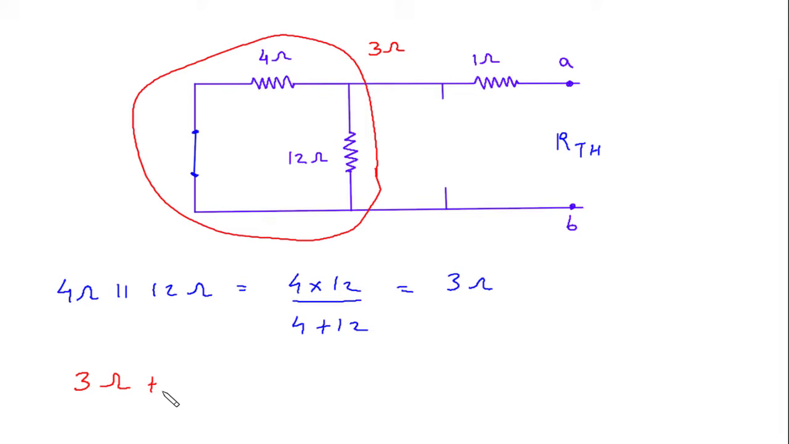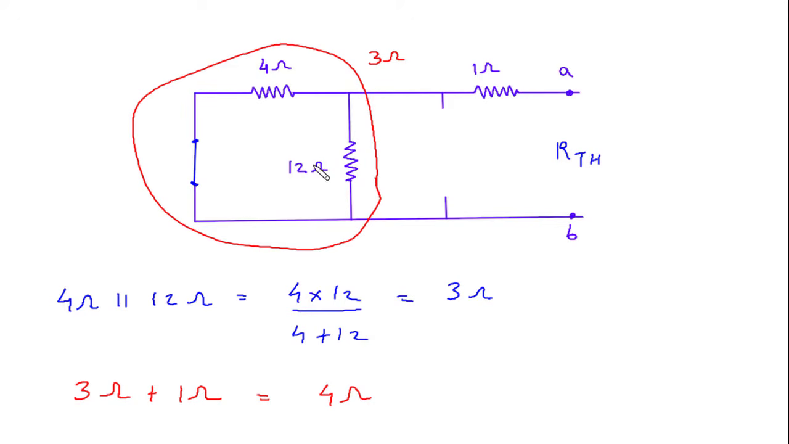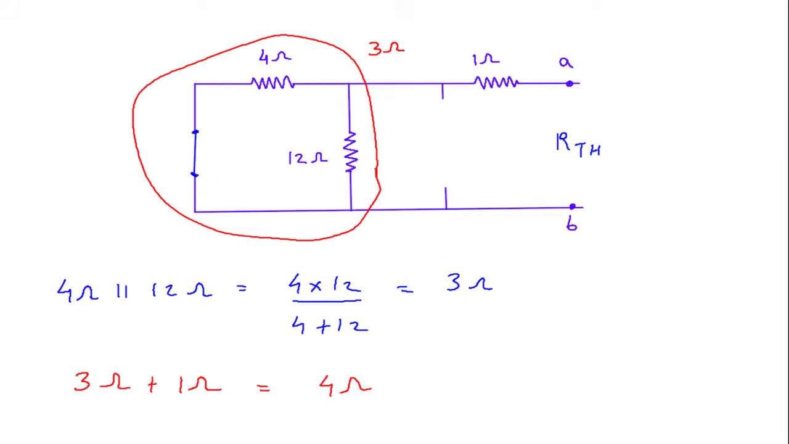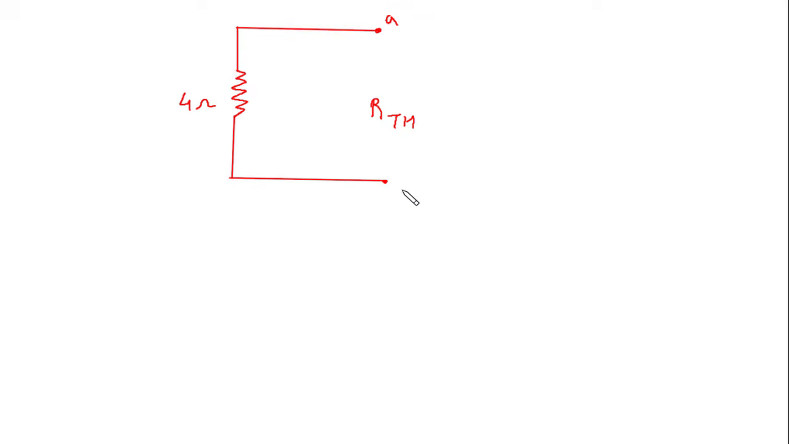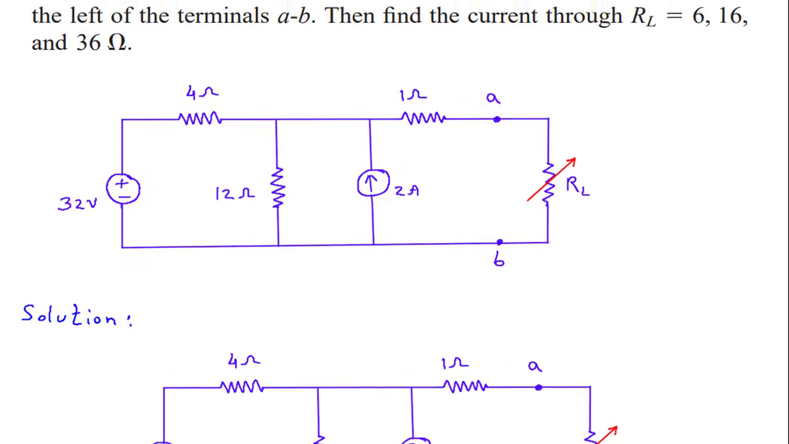So 3 ohm plus 1 ohm is equal to 4 ohm. So therefore this total will be 4 ohm. So RTH is 4 ohm. This is RTH 4 ohm. This is terminal A, B. Next we have to find VTH.